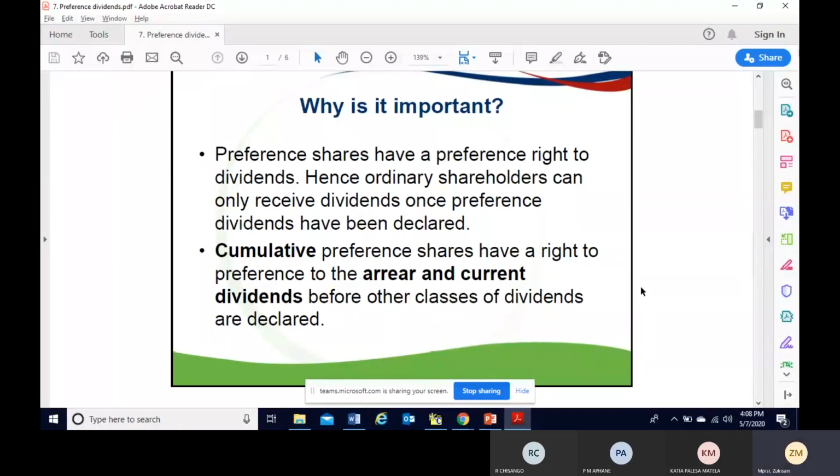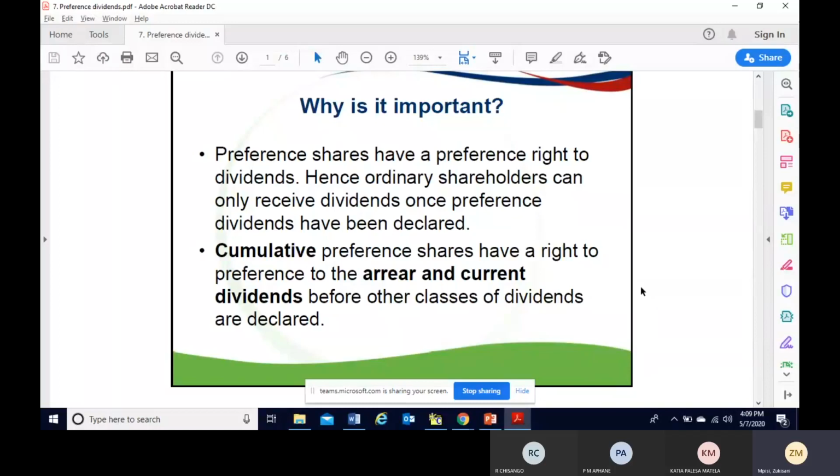A preference share has a preference right to dividends. So what does this mean? It means ordinary shareholders can only receive dividends once preference dividends have been declared. So we've got different preference dividends.